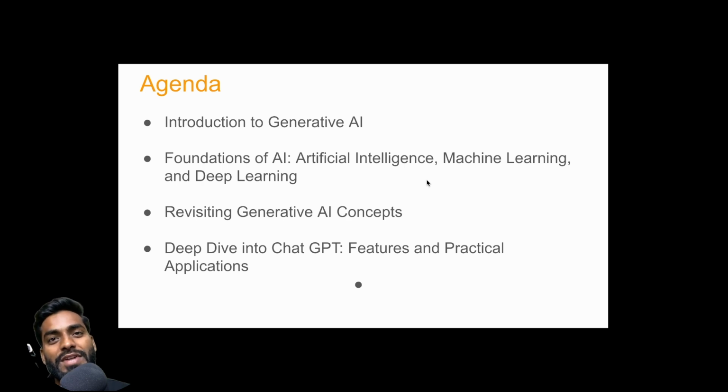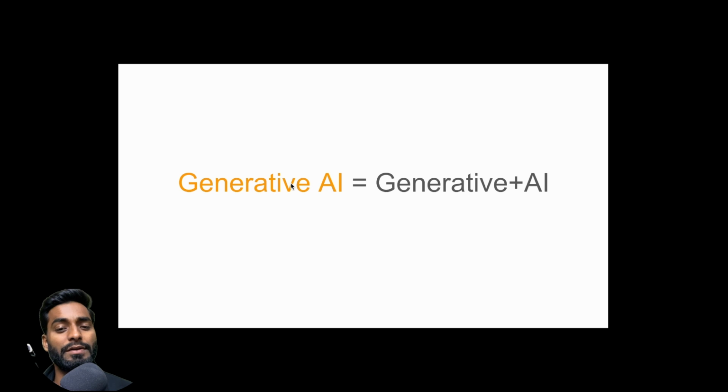So let's get started. So what is generative AI? The term generative AI is quite descriptive. It combines generative and artificial intelligence, meaning we are leveraging AI to create or generate something new. Unlike traditional AI systems that analyze, predict or classify, generative AI takes things to the next level. It produces new content.